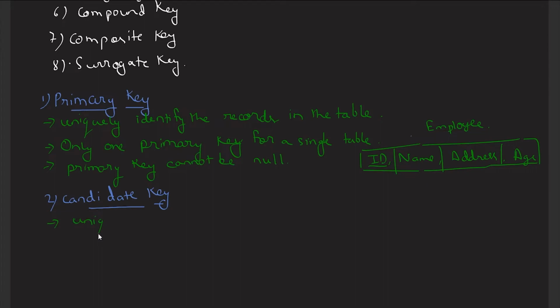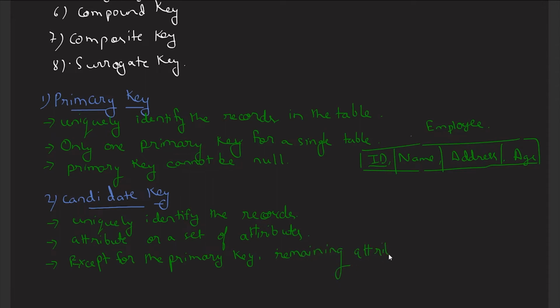So it also identifies the records. It can be an attribute or a set of attributes, and except for the primary key, the remaining attributes are candidate keys.